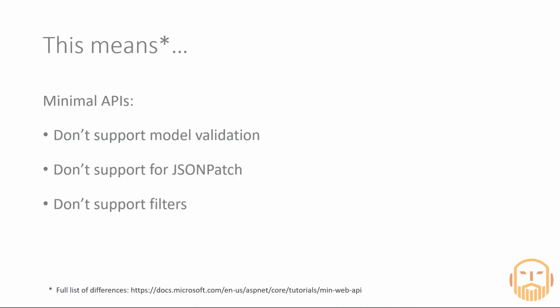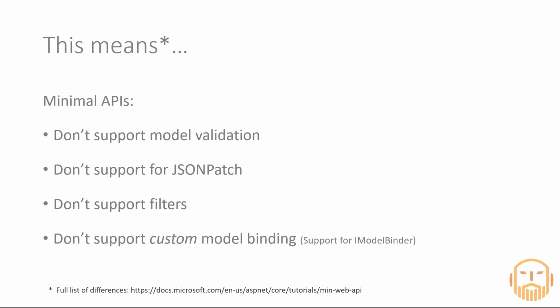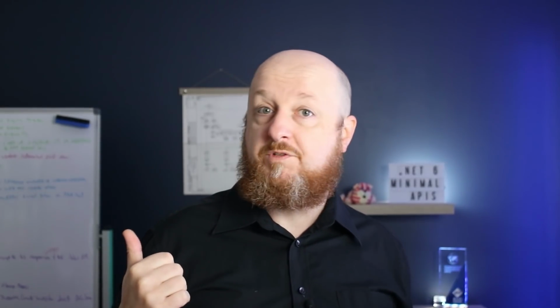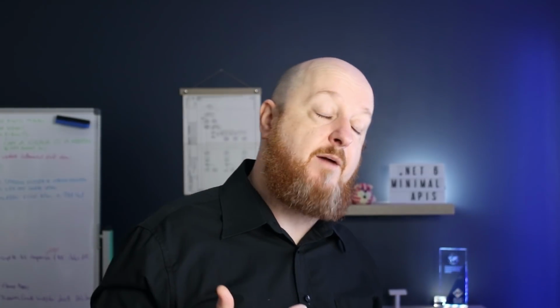We're going to go through all these in a lot more detail later, and they don't support custom model binding, and really it's support for IModelBinder. Now, these are not the full list of things that minimal APIs don't support. They put the URL down here. Again, it's the minimal API tutorial, and at the bottom of that article, it lists out all the things that minimal APIs don't do. I've picked these four because for me, these are the most important ones, the ones that you might be questioning about.